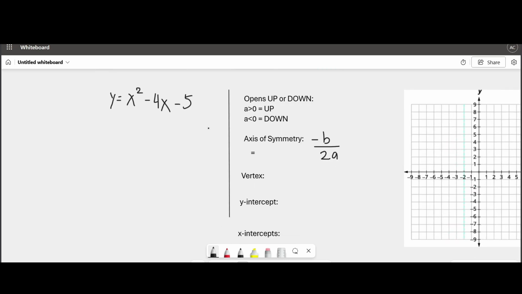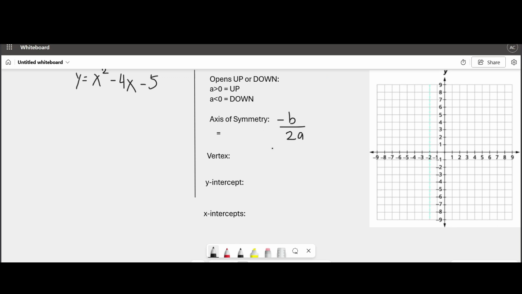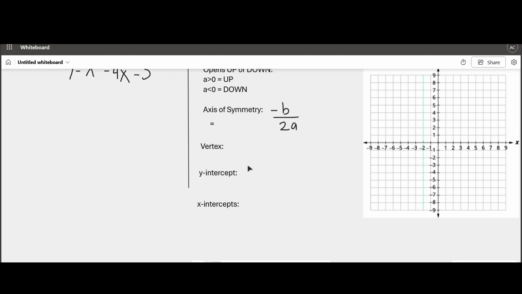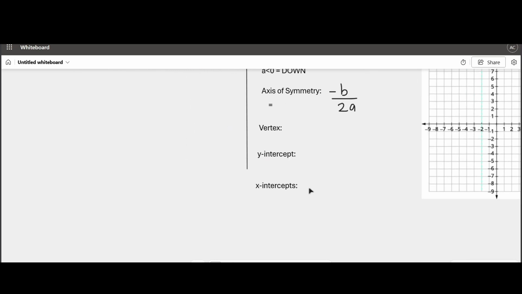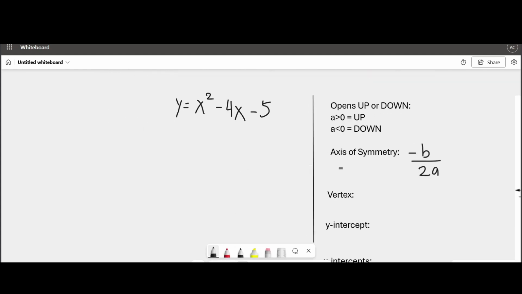In graphing quadratic functions, we're going to use the axis of symmetry, the vertex, the y-intercept, and the x-intercepts. First we need to know if our parabola, the curve that we're going to be drawing on the graph, either opens up, like that.